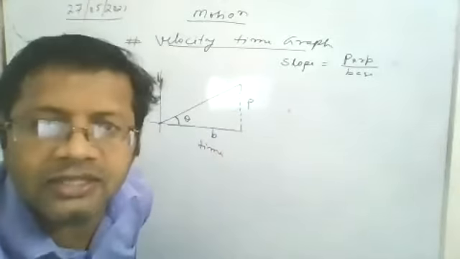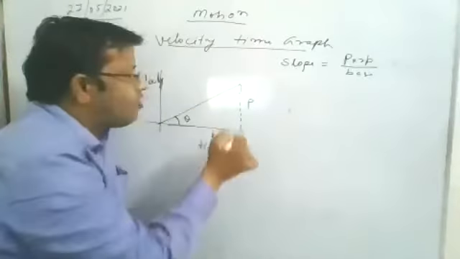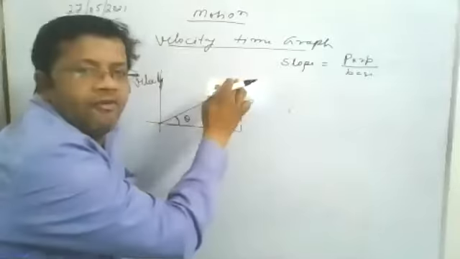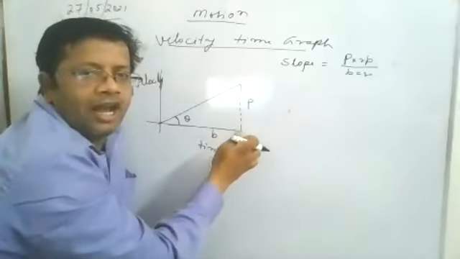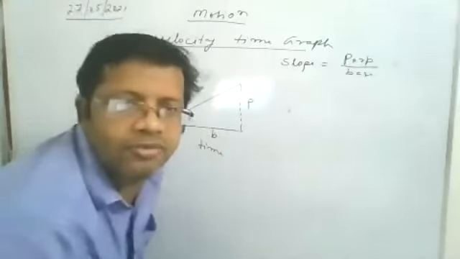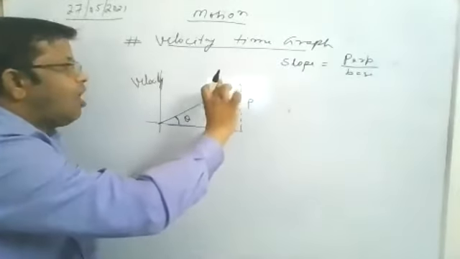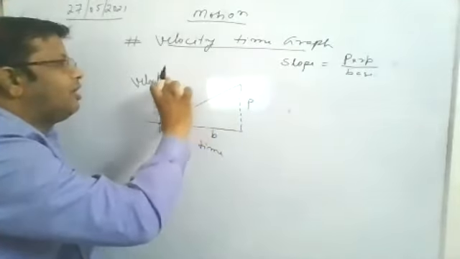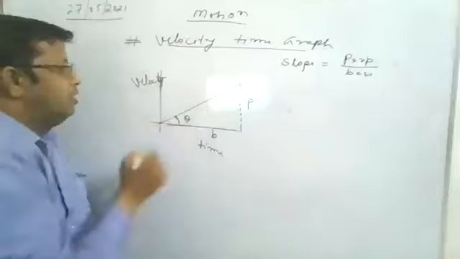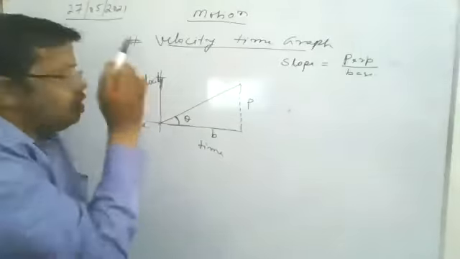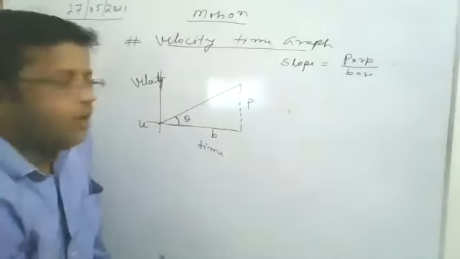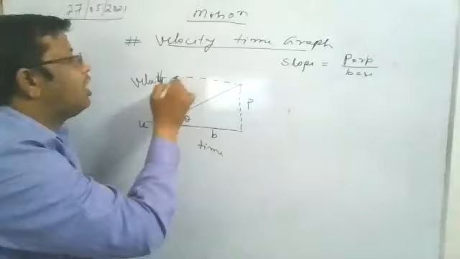Now what is slope? Perpendicular upon base. This is the right angle triangle. This is the graph, and we draw a dotted line, so this right angle triangle forms. What is the length of this one? You draw a perpendicular here and come here. What is the initial velocity? U. And what is the final velocity? V.